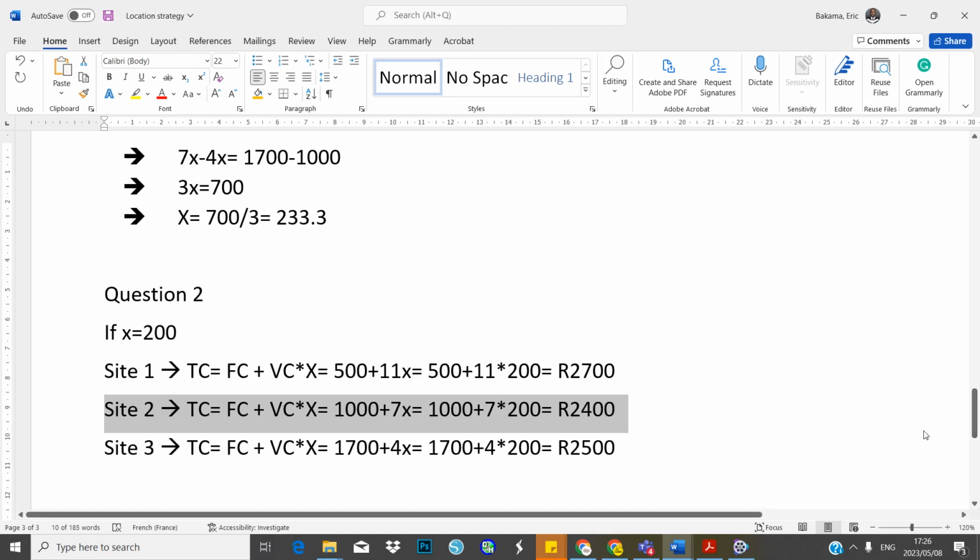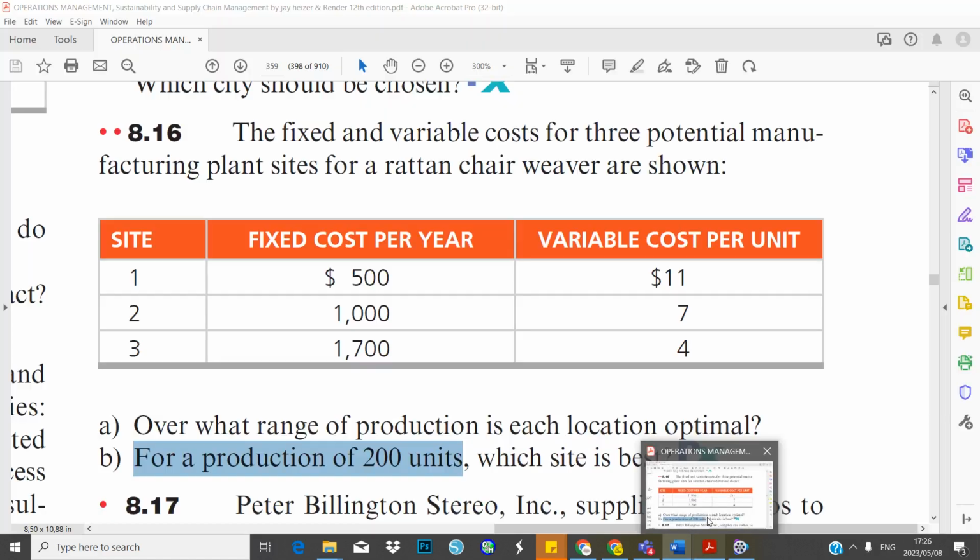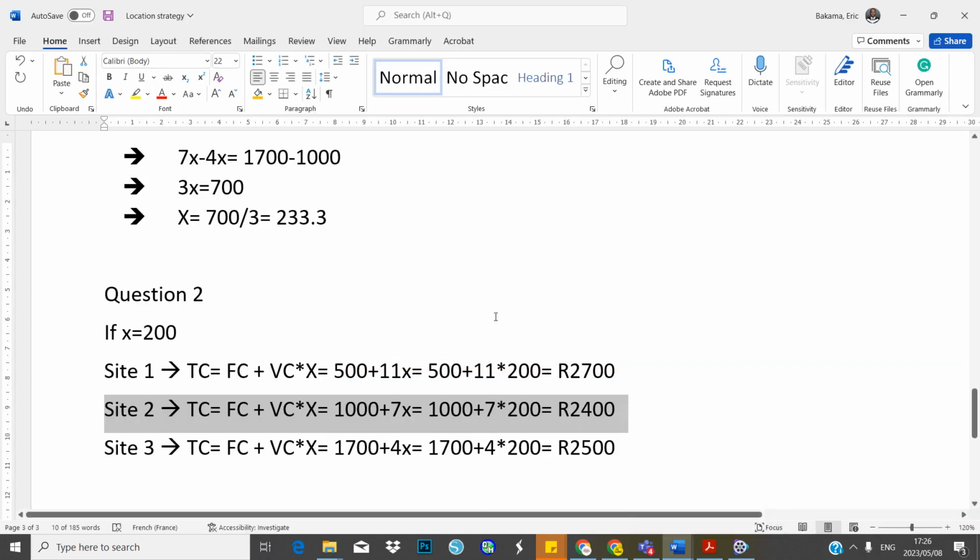So let me go back. Yes, with that said, we have done question 1, or part A, and we have done part B as well. In this manner we are done with the cost and volume method.